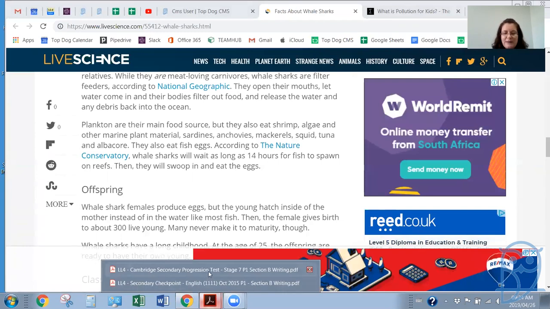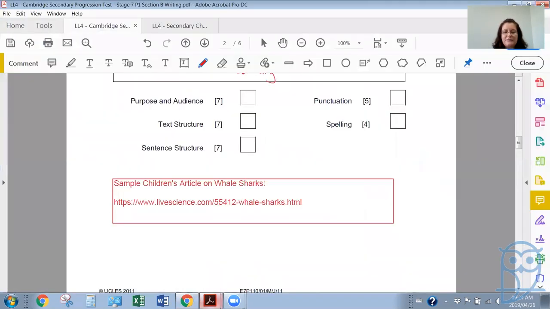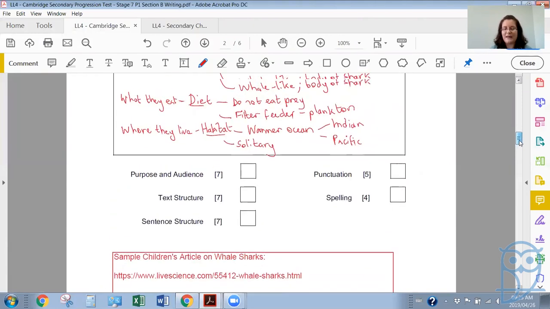All right, so let's go back to the progression test itself. I have put this link here in the lesson notes that if you want to go and have a look at that article for yourself, just to get a bit more of an idea of what the article should look like, then please click on the link, although I'll send it to you as a PDF. So I'll try and send the link separately, a live link, okay.